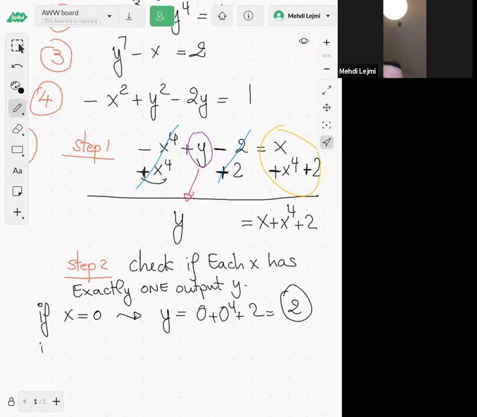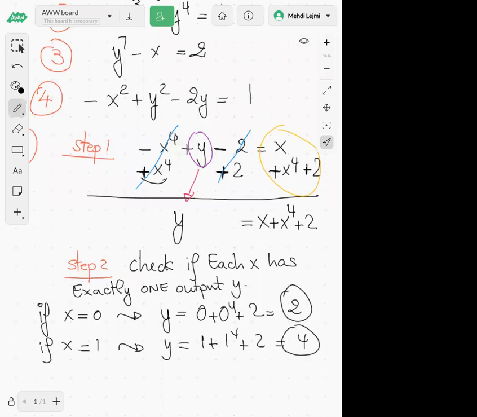Now I can take another value if you want, just in case. So this is 1 plus 1/4 plus 2, that would be 4, and we get exactly one output. So anyway, I have a question.